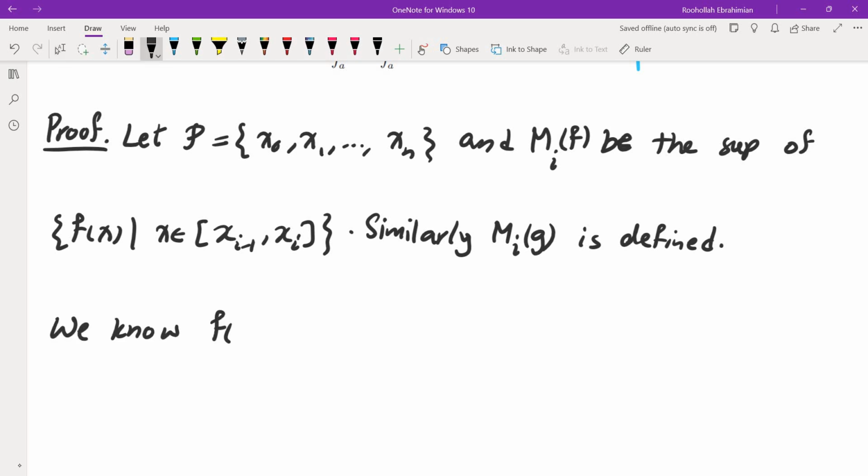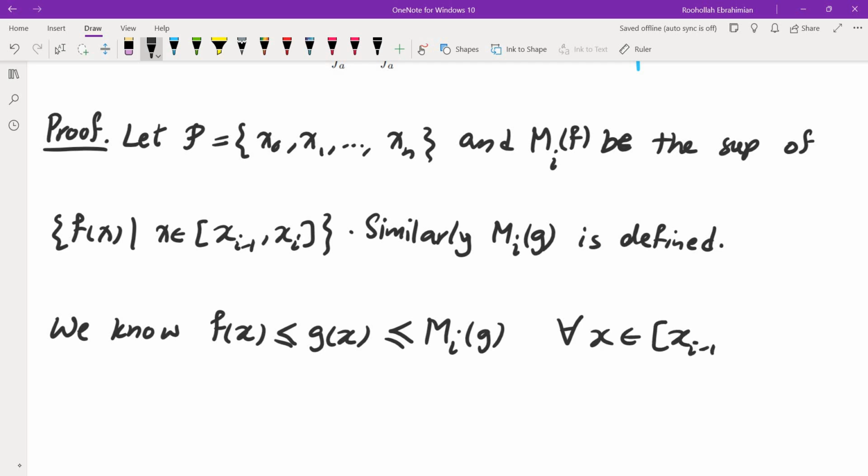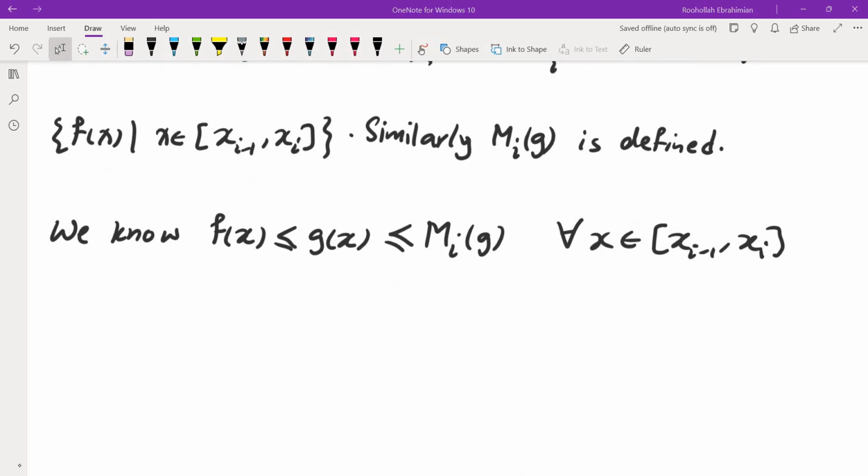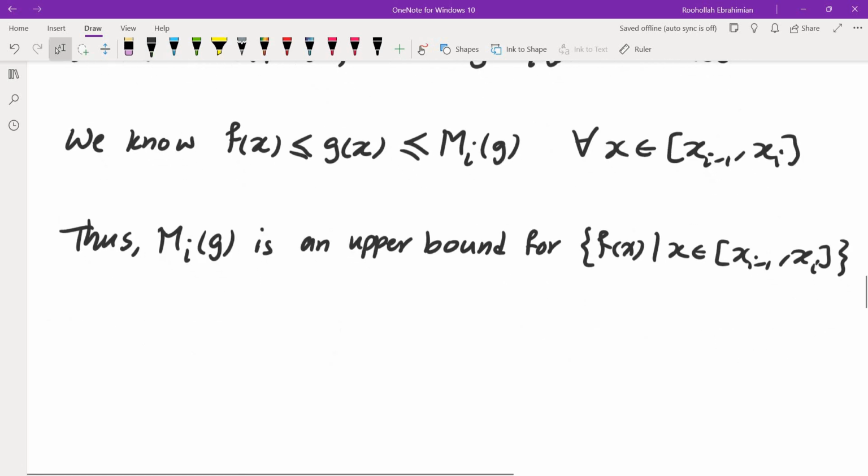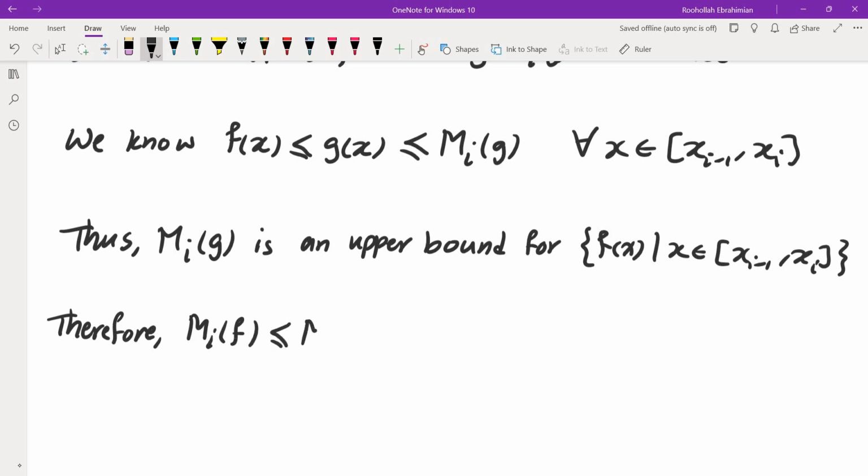Now, we know that f of x is less than or equal to g of x. Now, Mi of g is greater than or equal to this for every x inside [xi minus 1, xi]. What does this mean? Thus, Mi of g is an upper bound for this set, f of x when x is in [xi minus 1, xi]. Mi of f is the supremum. Therefore, Mi of f must be smaller. Mi of f is less than or equal to Mi of g.